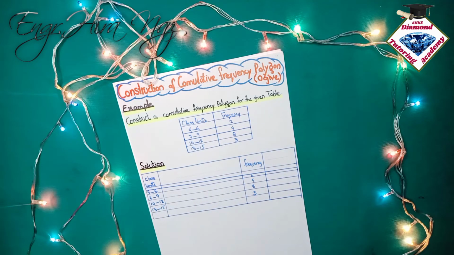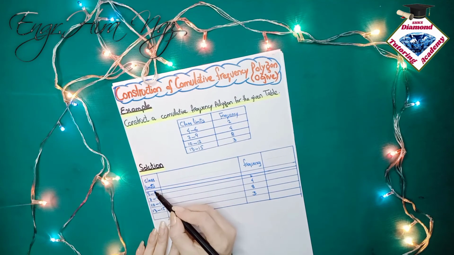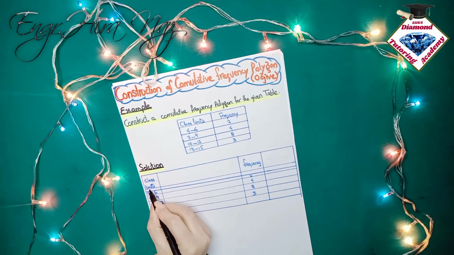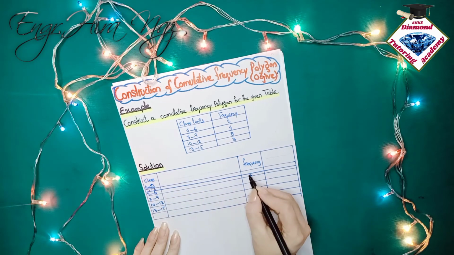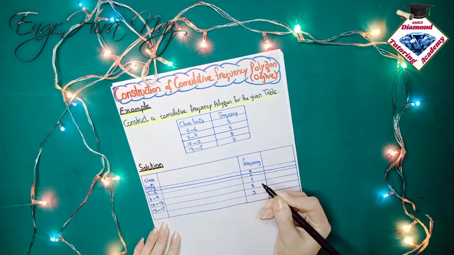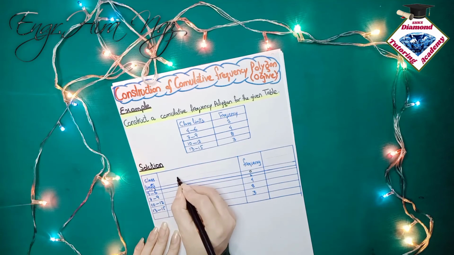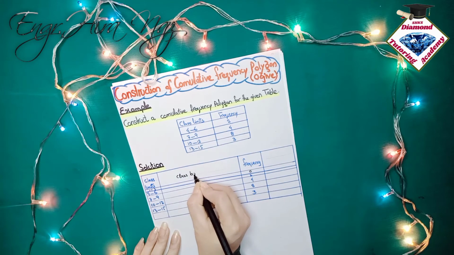Now what we have to do, we have to update this table. For that we have to add one more group before the first class. Let's say a group from 1 to 3, starting from 1 and ending at 3, and its frequency is 0. Understand? Now you have to create class boundaries. So name here class boundaries.